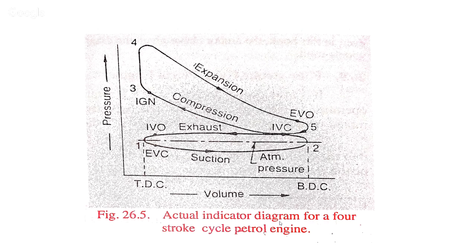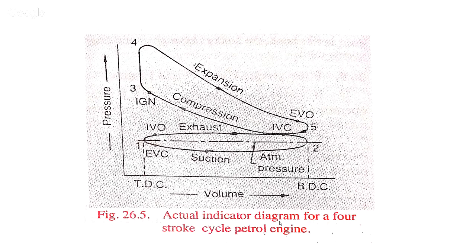So this is the principle of the petrol engine. A petrol engine works on the Otto cycle or constant volume cycle. Otto is the name of the German mechanical engineer who invented this four-stroke petrol engine in 1876. Okay, so this is the principle of the petrol engine.